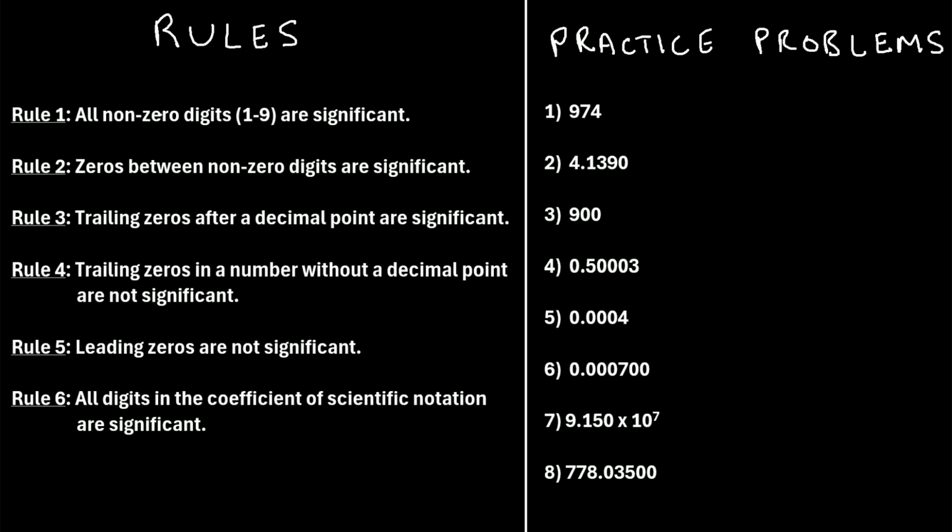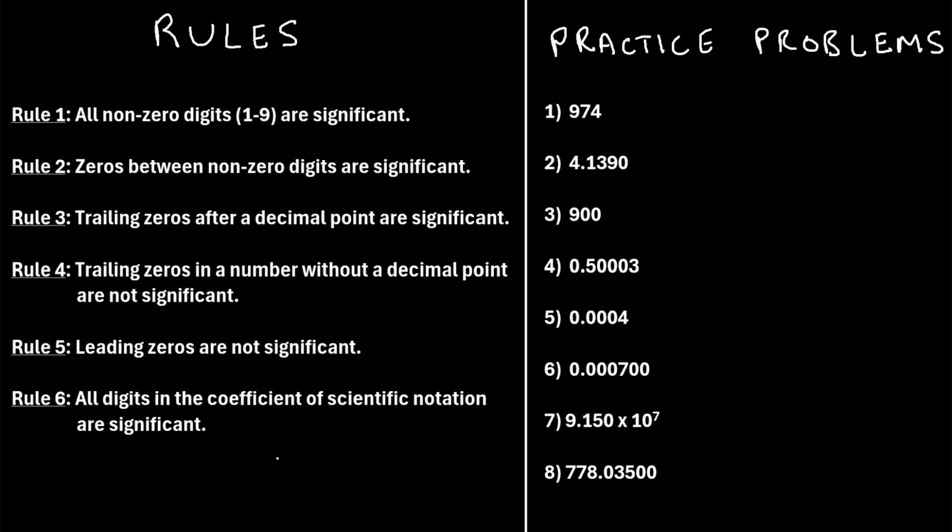The first rule is that all non-zero digits, so the numbers 1 through 9, are always significant. Rule number 2 is that zeros between non-zero digits are also significant. Rule number 3 is trailing zeros after a decimal point are significant. Rule number 4 is trailing zeros in a number without a decimal point are not significant. So that's a subtle difference between rule number 3 and 4. Rule number 5 says leading zeros are not significant. And lastly, rule 6 says all digits in the coefficient of scientific notation are significant.